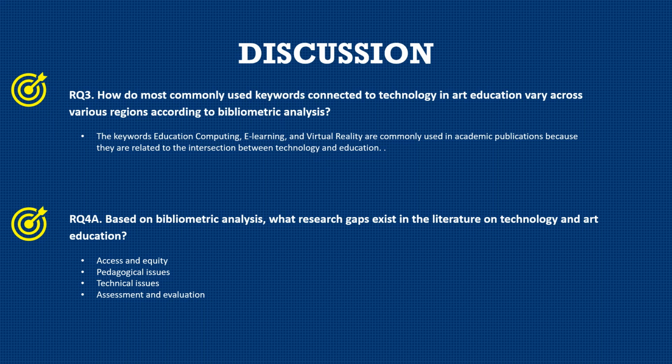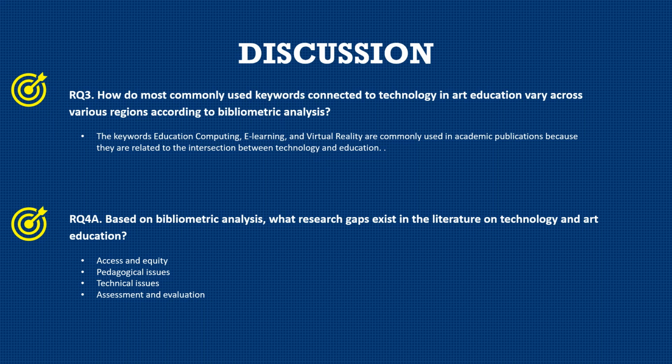Meanwhile, RQ4A, based on the bibliometric analysis, what research gap exists in the literature on technology and art education? There are various gaps associated with the effective use of technology application in art education, as indicated by the bibliometric analysis. These gaps include access and equity. One of the most significant challenges to using technology in art education is ensuring that all students have access to the necessary equipment, software, and internet connectivity. This can be particularly challenging in schools or communities with limited resources or where students come from disadvantaged backgrounds.